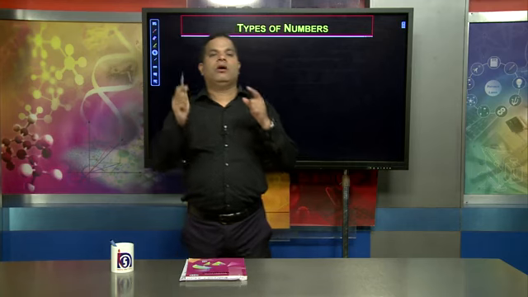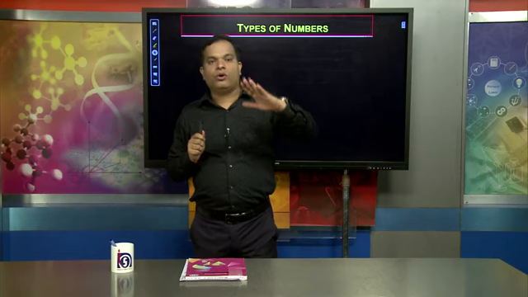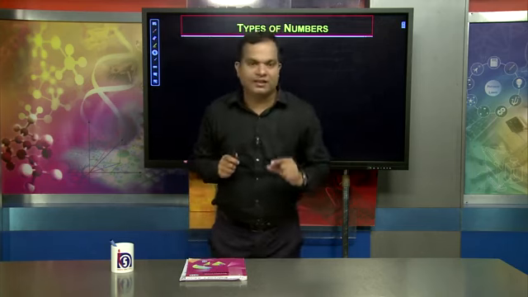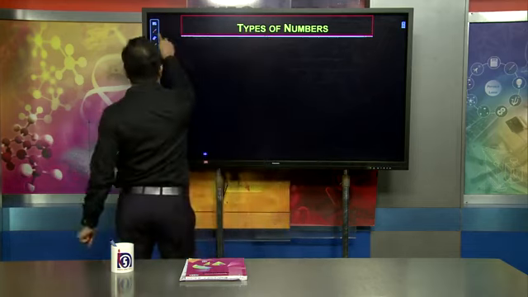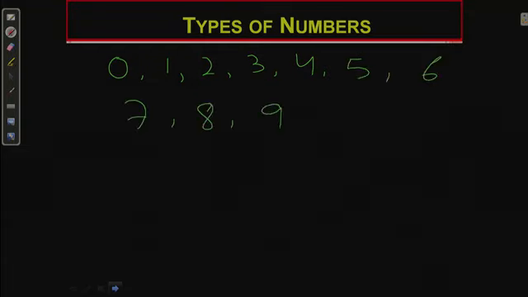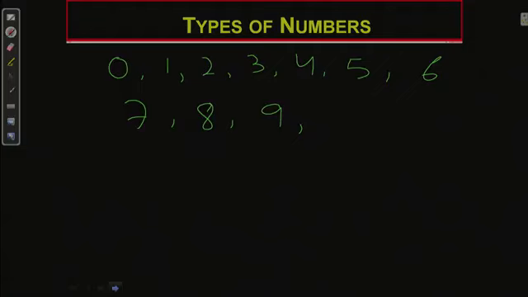When you talk about different numbers, just observe the keyboard of your mobile. You will find there are 10 digits, starting from 0, 1, 2, 3, 4, 5, 6, 7, 8, up to 9. You will find a total of 10 digits.